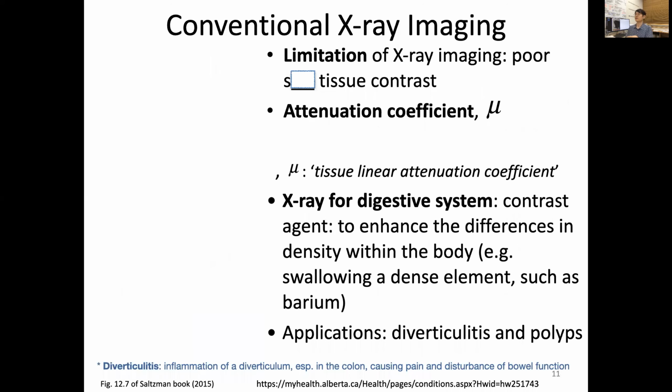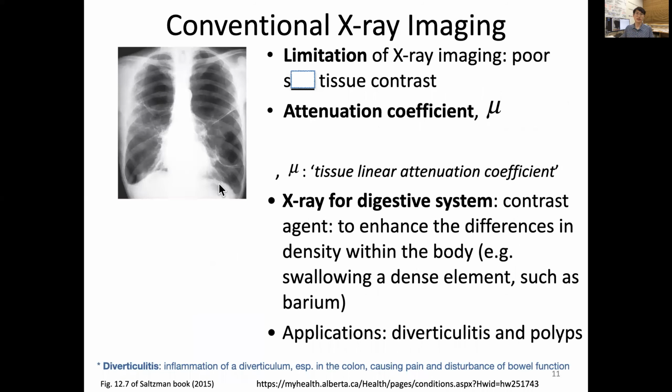Okay, so conventional X-ray imaging also has limitations, and I want to show that with a conventional chest X-ray here. You can see the bones very well, but somehow you cannot see many things inside the lungs.